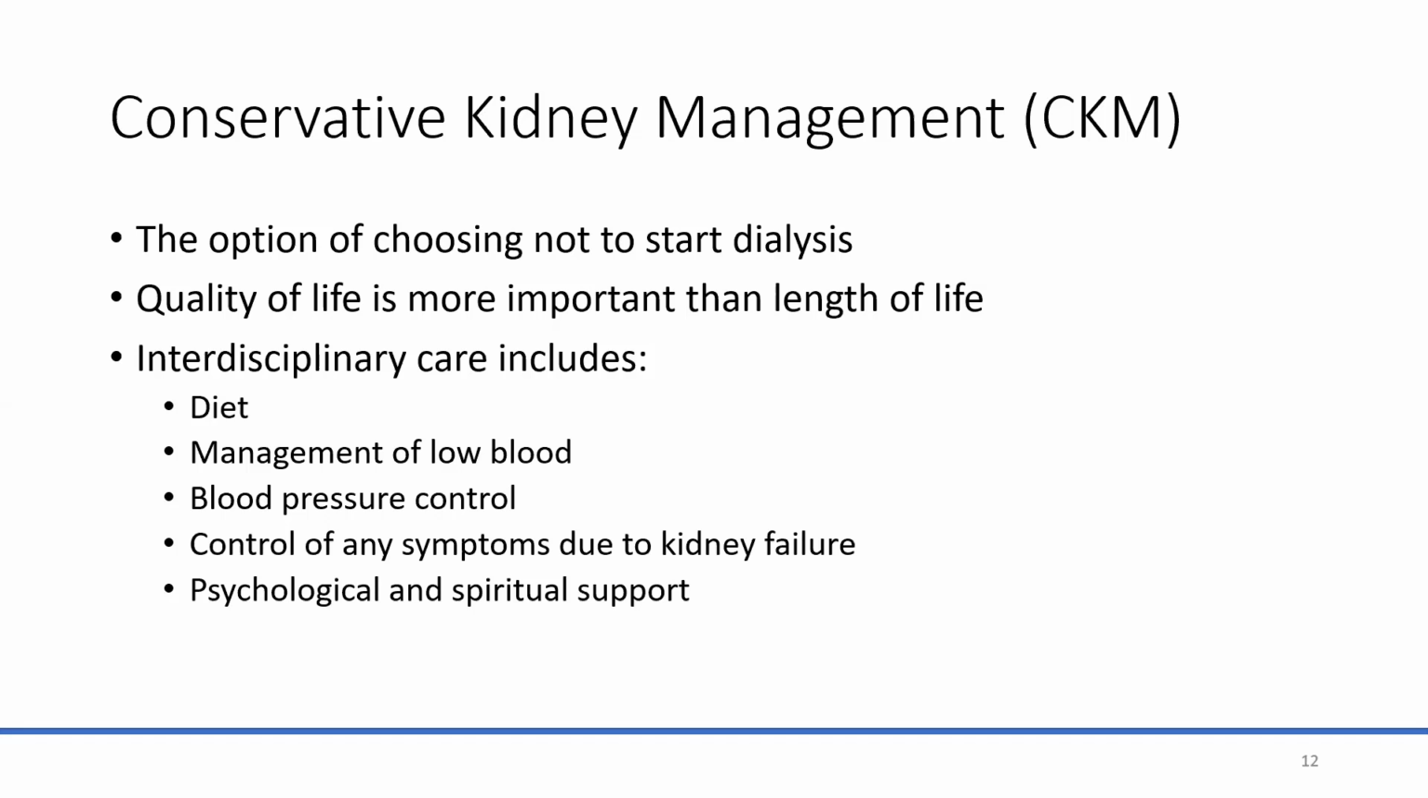So conservative kidney management involves interdisciplinary care. So there's still a team of people that take care of people who have kidney failure, but have chosen not to start dialysis. And those team members include the dietitian, so we go over your diet. We give you management for low blood or anemia, and that may include an injection called erythropoietin. We still want to control your blood pressure, although maybe the targets are not as narrow or as rigid. We would like to control any symptoms that you may have due to kidney failure, for instance, like itch or restless legs or leg cramps. And certainly a big part of conservative kidney management is providing psychological and spiritual care, not only for the person who has kidney failure, but also for their family and caregivers.